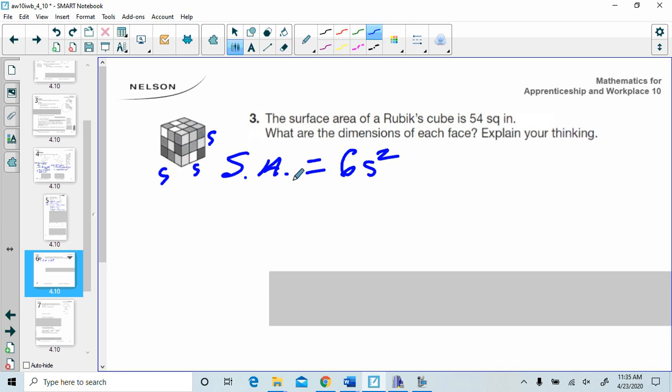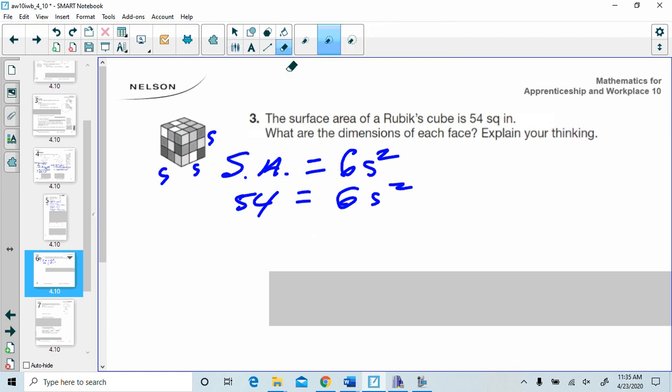So then from here, we'll just take what we know. 54 square inches is what we're dealing with. So we put that right there. And we're basically solving for the side lengths at this point. So we're going to take 54 divided by 6 and then square root that. So just to show all steps.